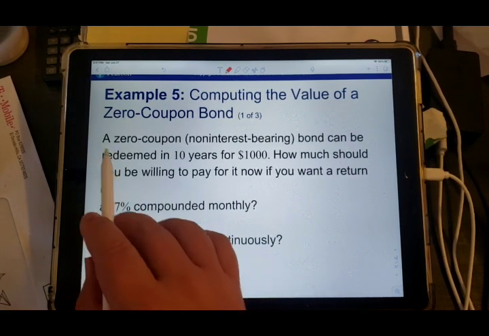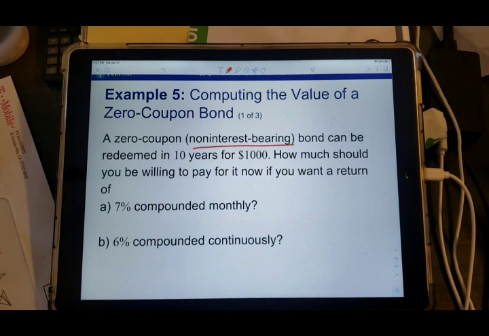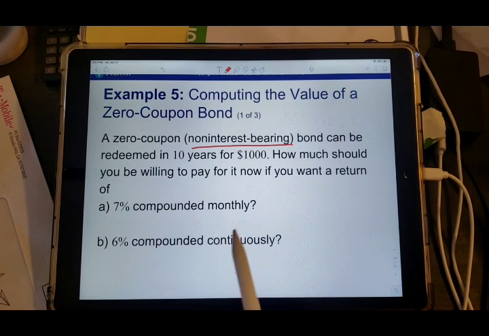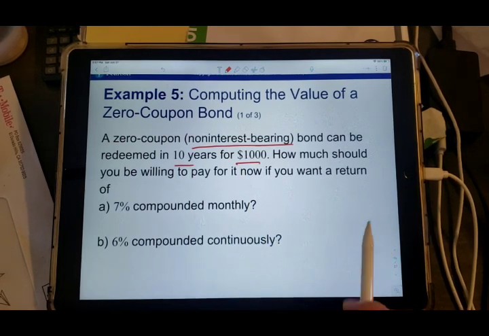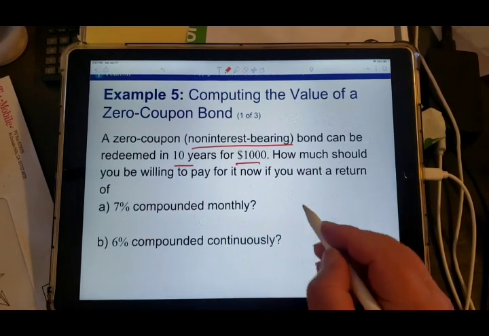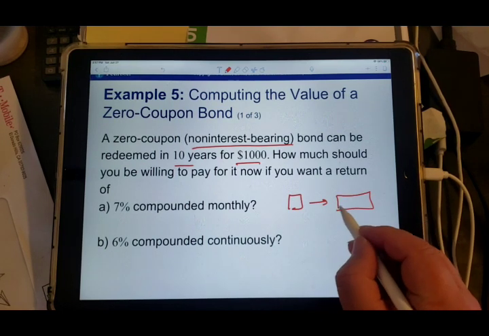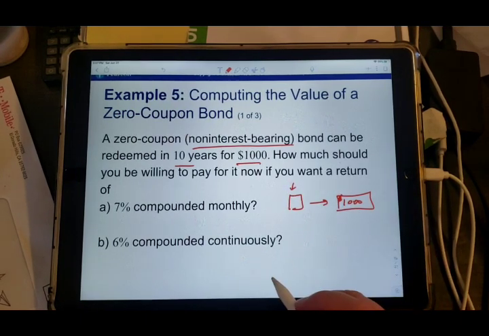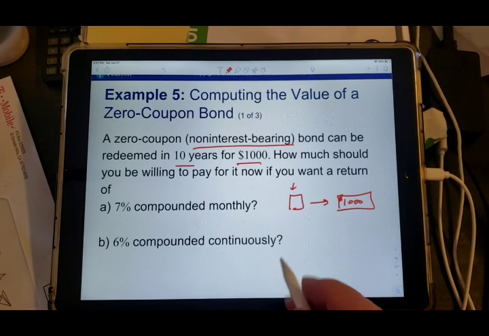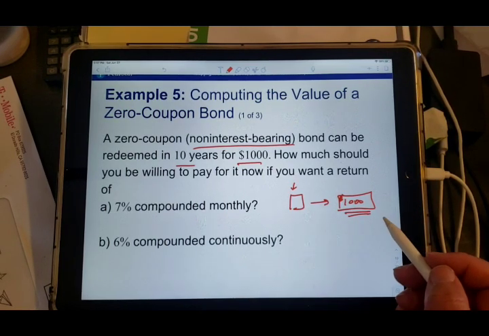So a zero coupon bond means you don't get any interest paid, but it's worth a certain amount of money in 10 years. Well, it doesn't have to be 10, but they're saying in 10 years, it's worth $1,000. So the question is, you have a certain amount of money, and in 10 years, it's going to be worth $1,000. Well, what's it worth now? So what would you be willing to pay now for $1,000 10 years from now?